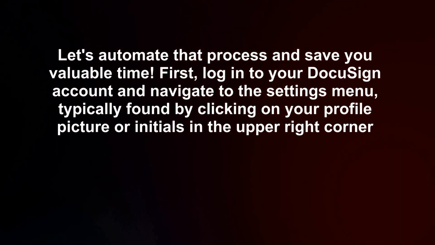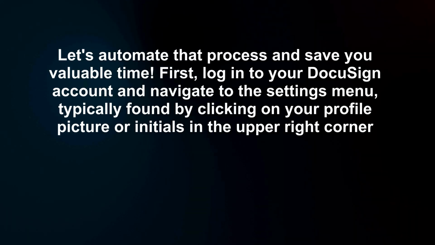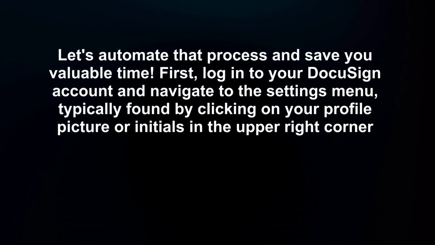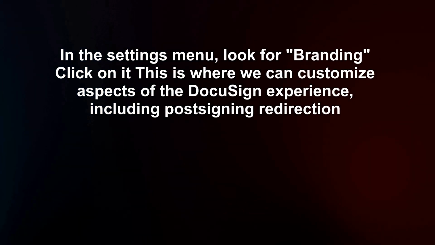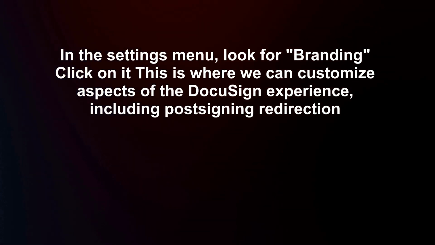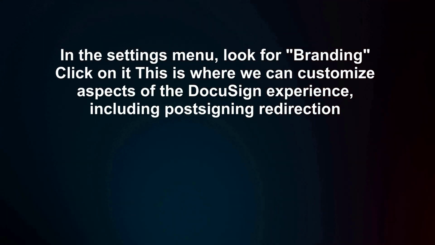First, log into your Docusign account and navigate to the Settings menu, typically found by clicking on your profile picture or initials in the upper right corner. In the Settings menu, look for Branding, click on it. This is where we can customize aspects of the Docusign experience, including post-signing redirection.